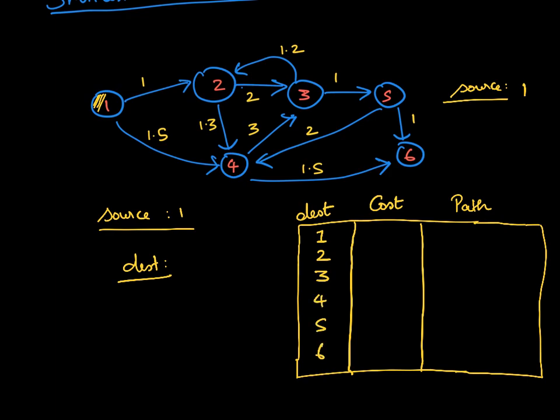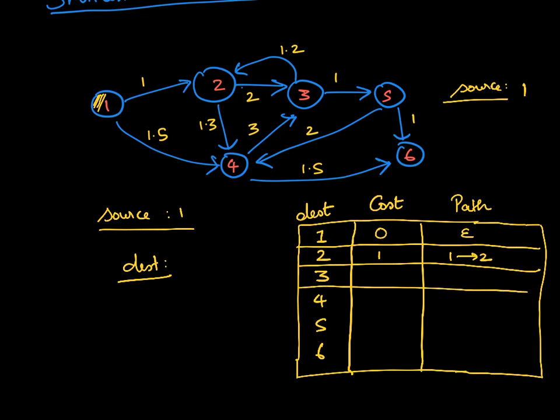So what's the cost of going from 1 to 1? That's the easiest part, 0. And the path is empty, so I'm going to write epsilon for empty. That's going to be the simplest thing. What about 1 to 2? Well, this is easy. You can work it out. The shortest path from 1 to 2 has cost 1, and the path is go from 1 to 2 directly.